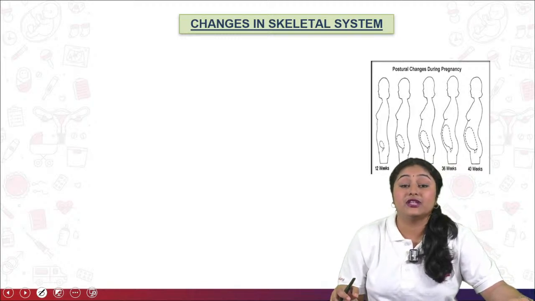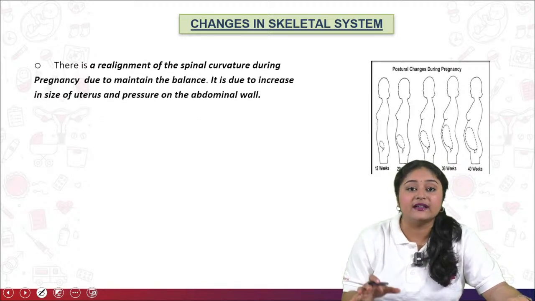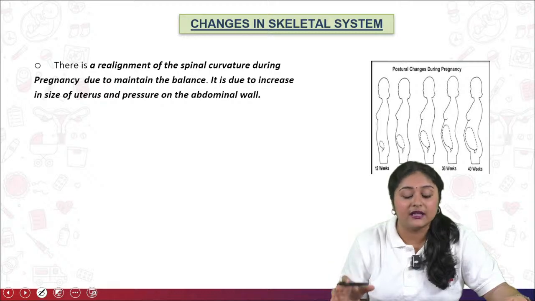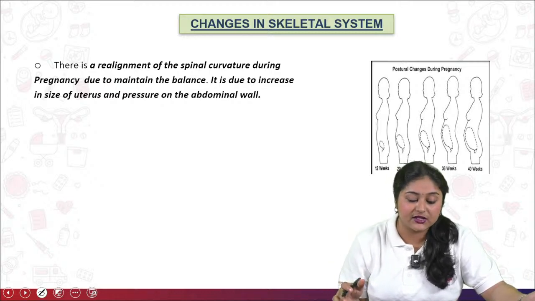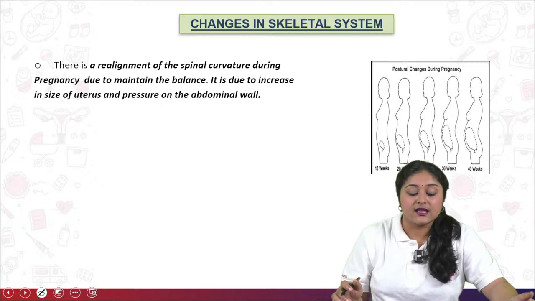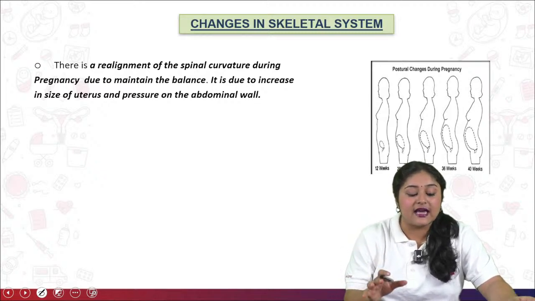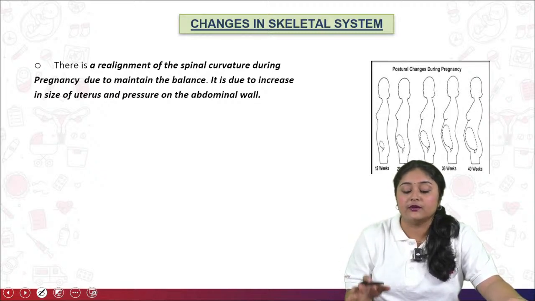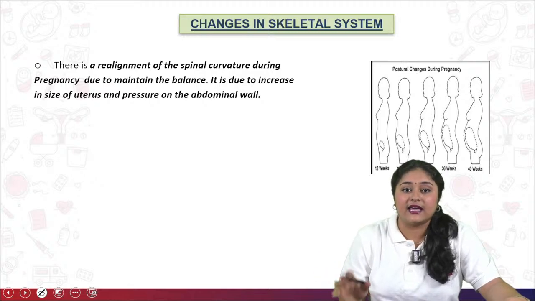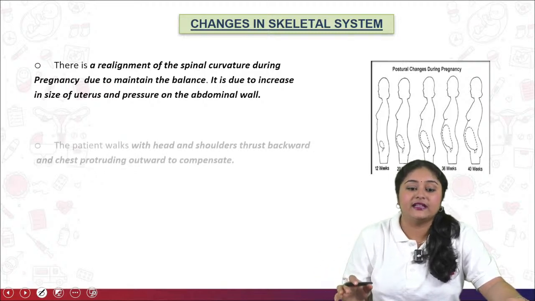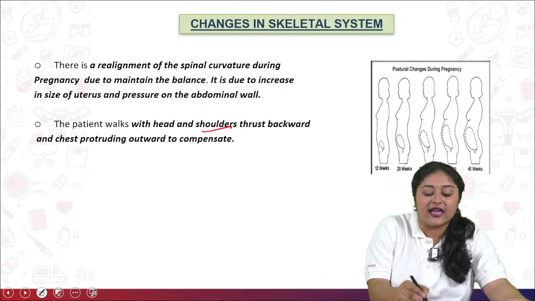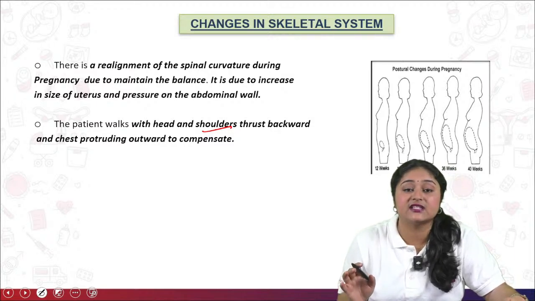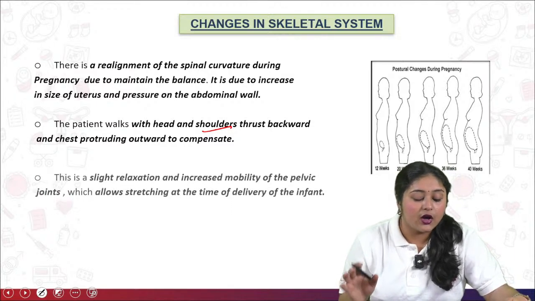Now come to the changes in the skeletal system. There is a realignment of the spinal curvature during the pregnancy journey to maintain balance. Due to the increased size of the uterus and pressure on the abdominal wall, the mother bends forward or backward to maintain balance. The patient walks with head and shoulders thrust backward, and the chest falls inward or outward.